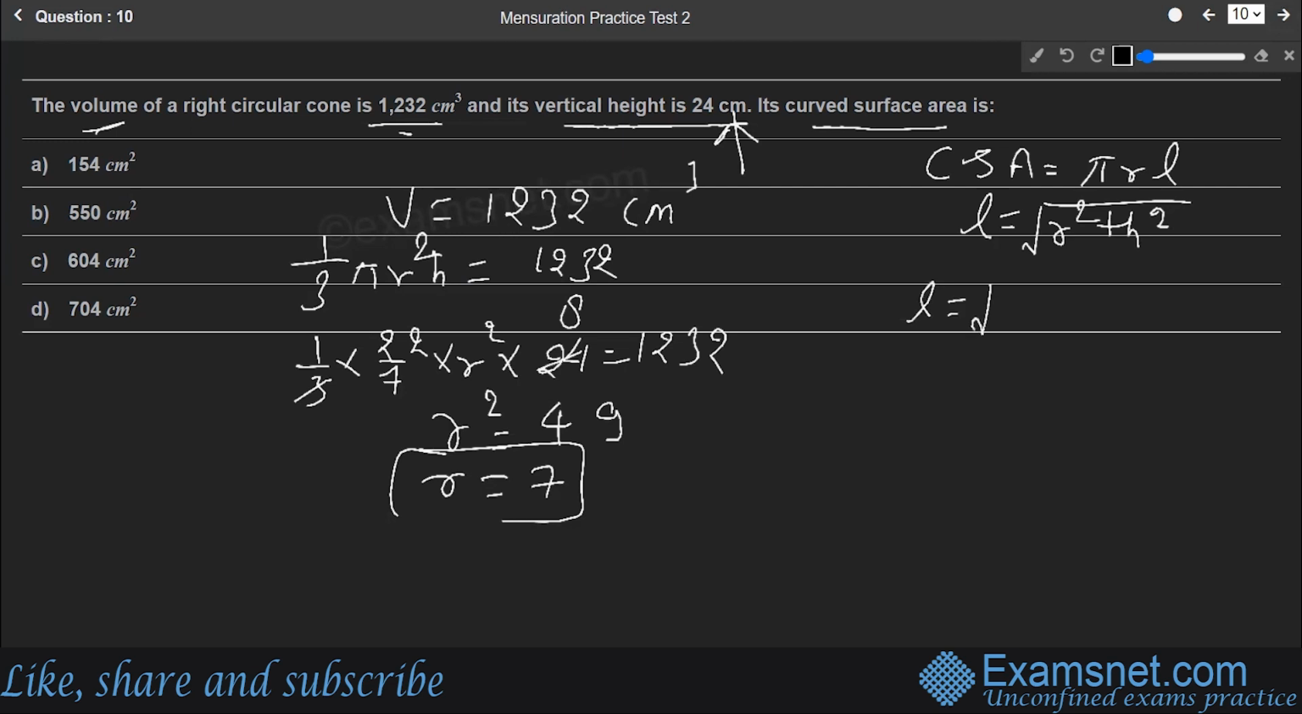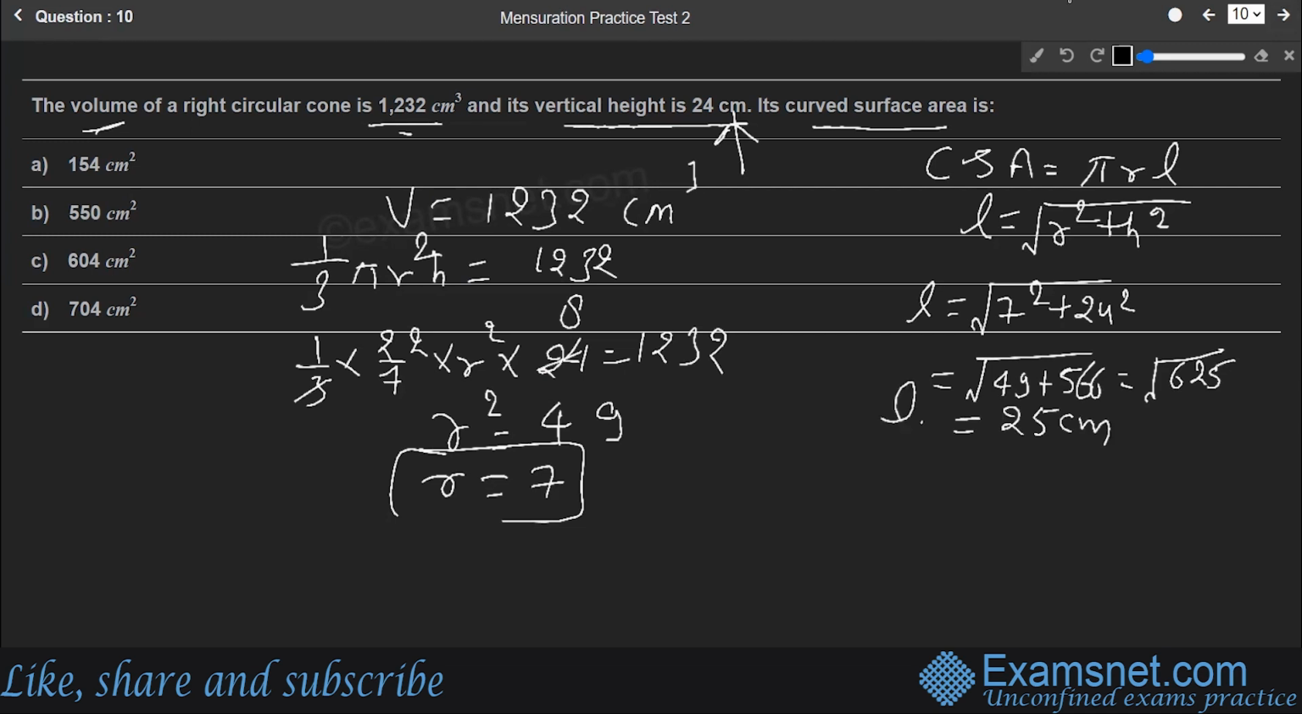So L is going to be under root of radius value 7 square plus h value 24 square, which is going to be under root of 49 plus 576, which is nothing but under root of 625, which is 25 centimeter. So L value has come out to be 25 centimeter.